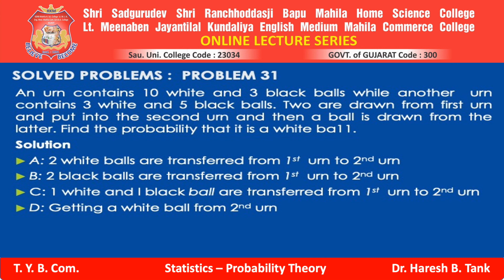What are they? Let us suppose event A is 2 white balls are transferred from first urn to second urn. Event B is 2 black balls are transferred from first urn to second urn. Event C is 1 white and 1 black ball are transferred from first urn to second urn. And what is the required probability? Let us suppose event D is getting a white ball from second urn. Now let us think of its probability.